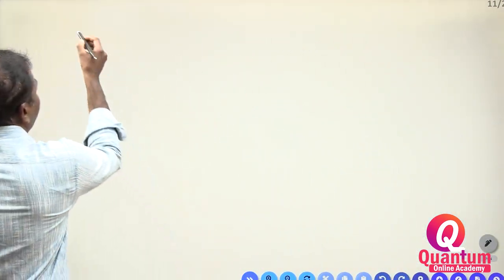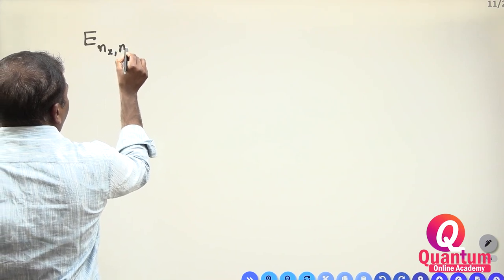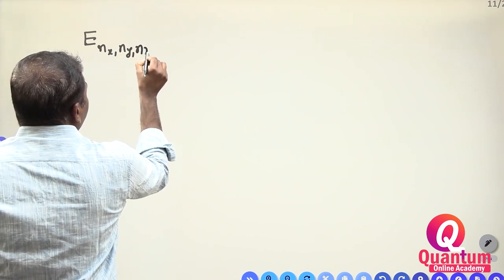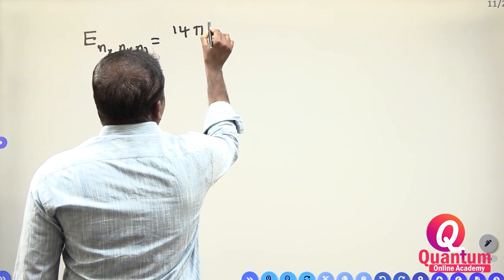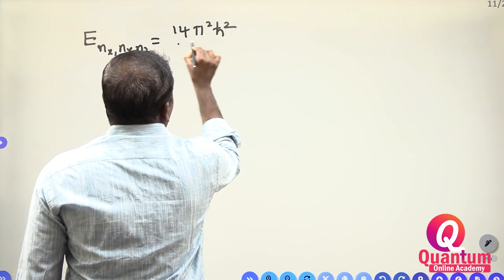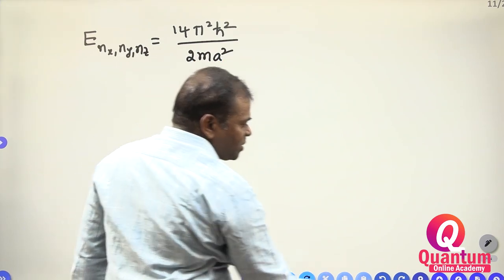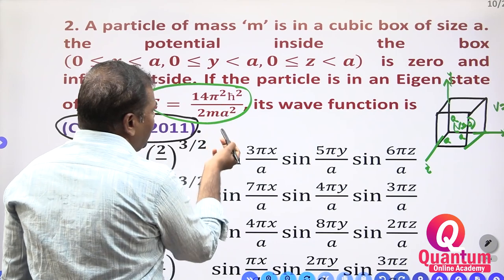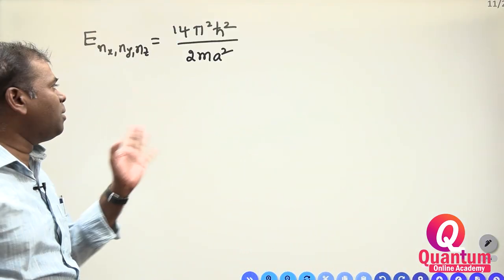First, what they are giving? Eigenvalue they are giving. Which box it is? It is a cubical box. E of nx, ny, nz is equal to 14 pi square h cut square divided by 2 m a square. Correct? This is the eigenvalue of that cubical box.